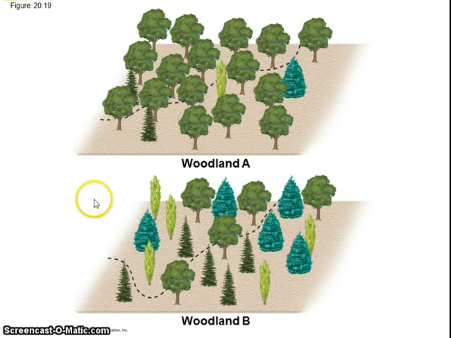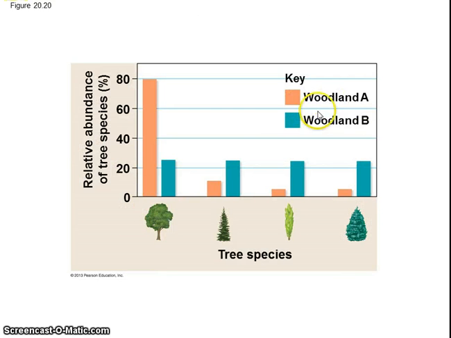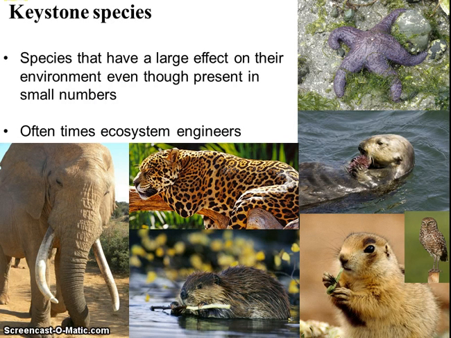So here's woodland A and woodland B. They both have the same number of species, 1, 2, 3, 4. But woodland B has more equal proportions of each. So they both have the same species richness, but woodland A has a higher relative abundance of one species than the others, whereas woodland B, they're equal. In the next video, I'll start discussing keystone species.